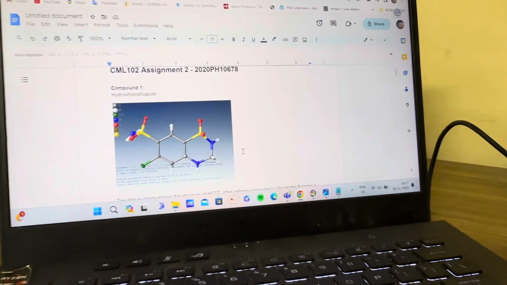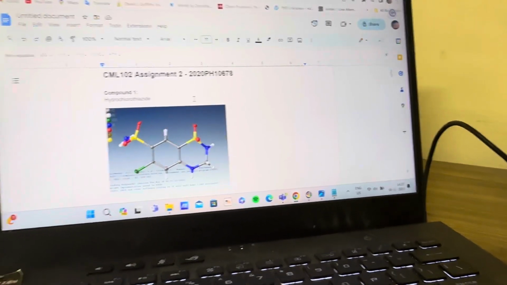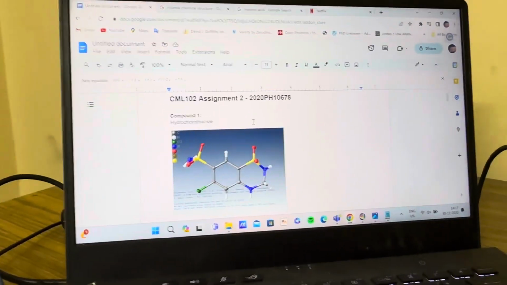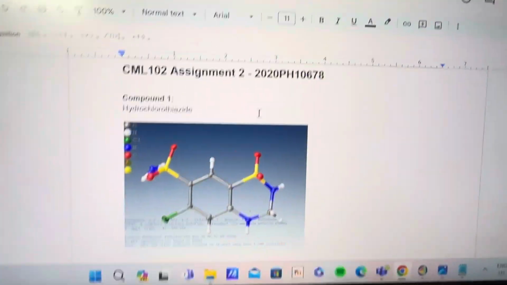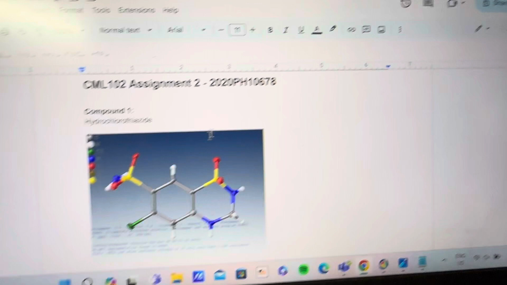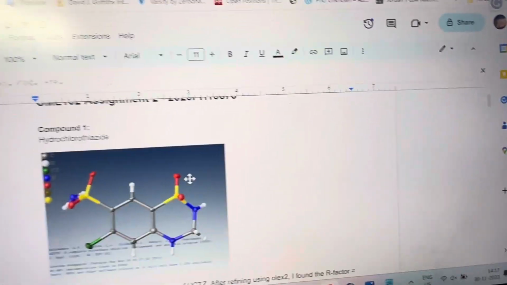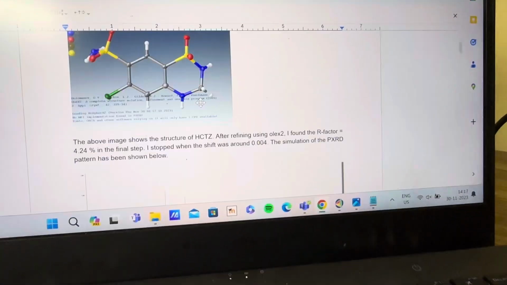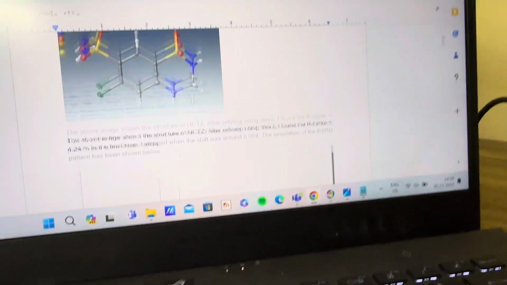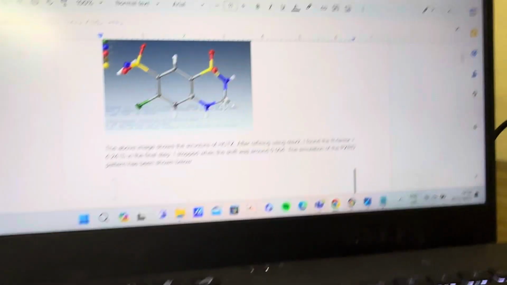The assignment is to first construct the structures of the given compounds and then simulate the PXRD patterns. The first compound is HCTZ, or hydrochlorothiazide. I have pasted a screenshot of my construction in this report. For this compound, I defined it using the OLX2 software.